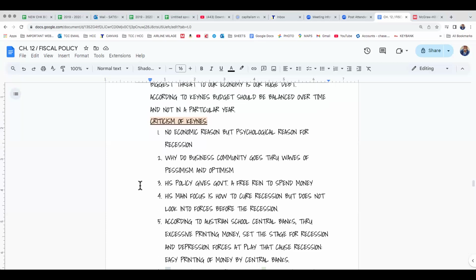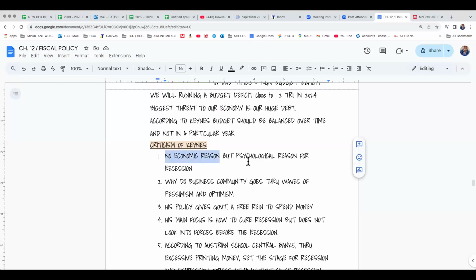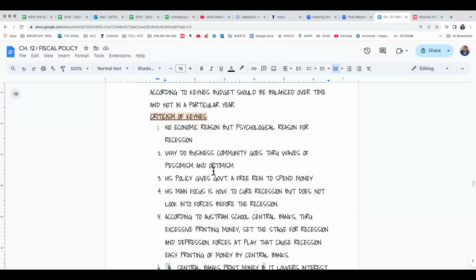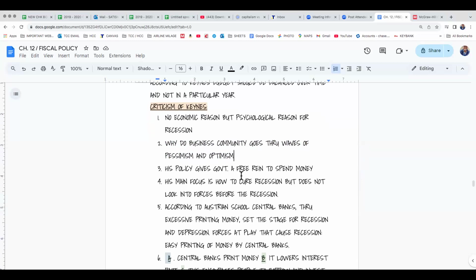Here are some of the criticisms of Keynes. His model gives us no economic reason, but a psychological reason. Remember, he says the business community has recurring bouts of optimism and pessimism. And during the Great Depression in 1930, they all became pessimistic, and they stopped spending on plant and equipment, which led to the Great Recession. Why do business companies go through waves of pessimism and optimism? He does not give us a good answer. He said they're just like that.